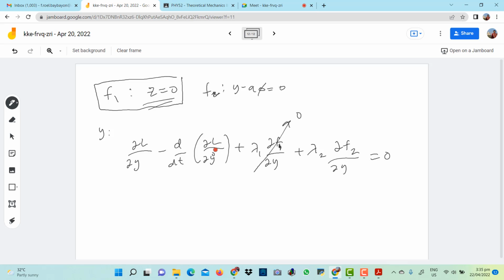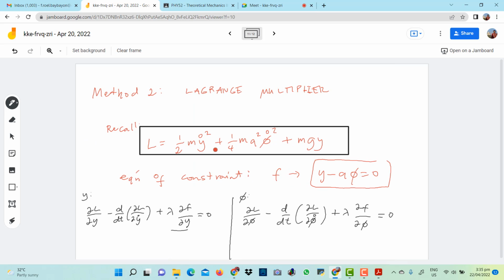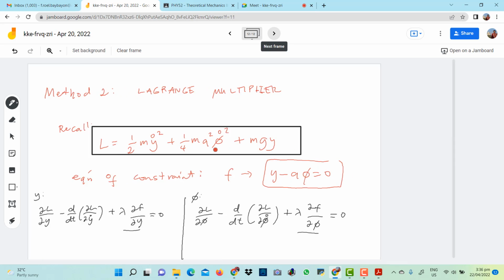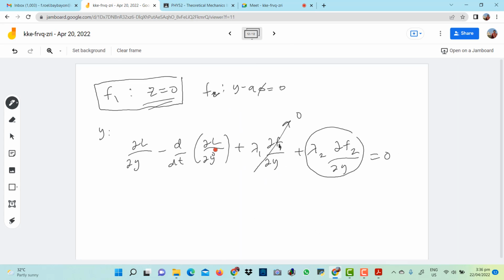So that's why that's what was left. What was left is lambda partial f with respect to y and then lambda partial f with respect to phi. So if I have five equations of constraints, then you just have the summation of lambda i's partial of f i's with respect to q i's. So if I have five equations of constraints, I have lambda 1 partial of f1 with respect to q1 plus lambda 2 partial of f2 with respect to q2 plus and so on. Okay? Depending on how many equations of constraints.